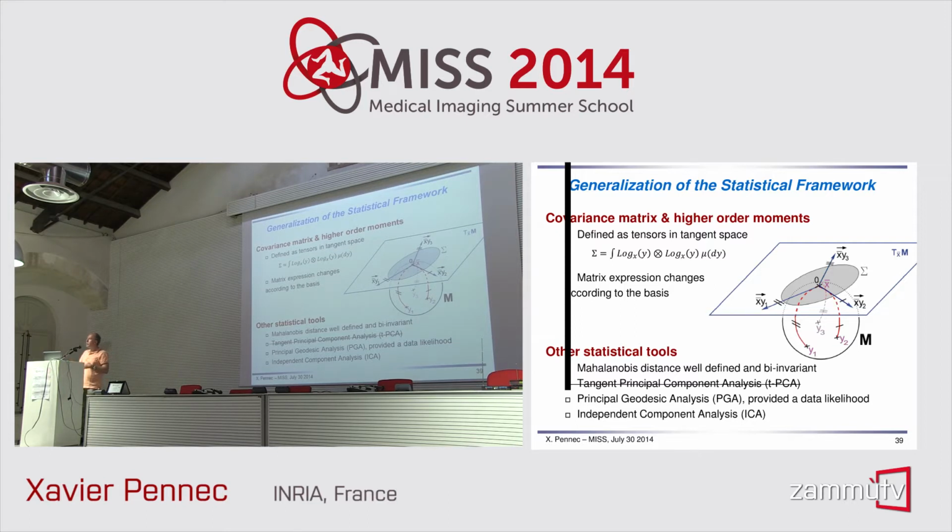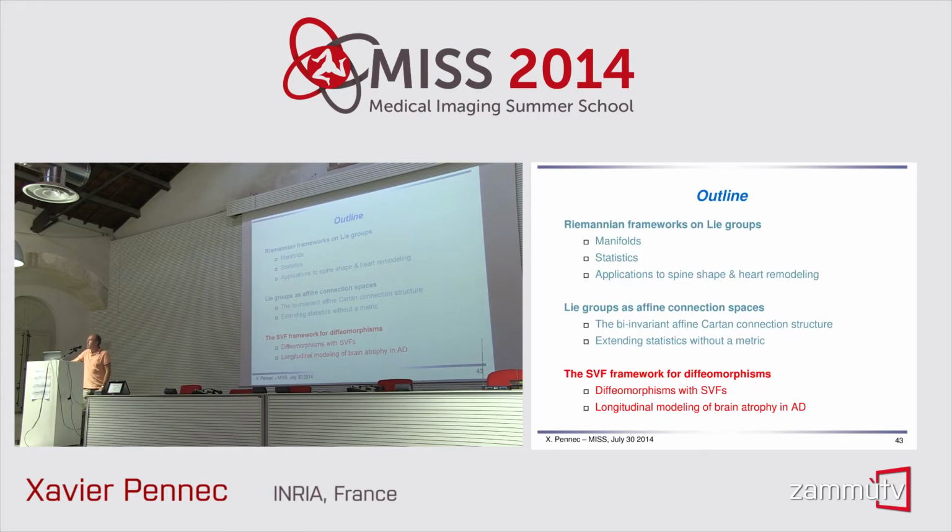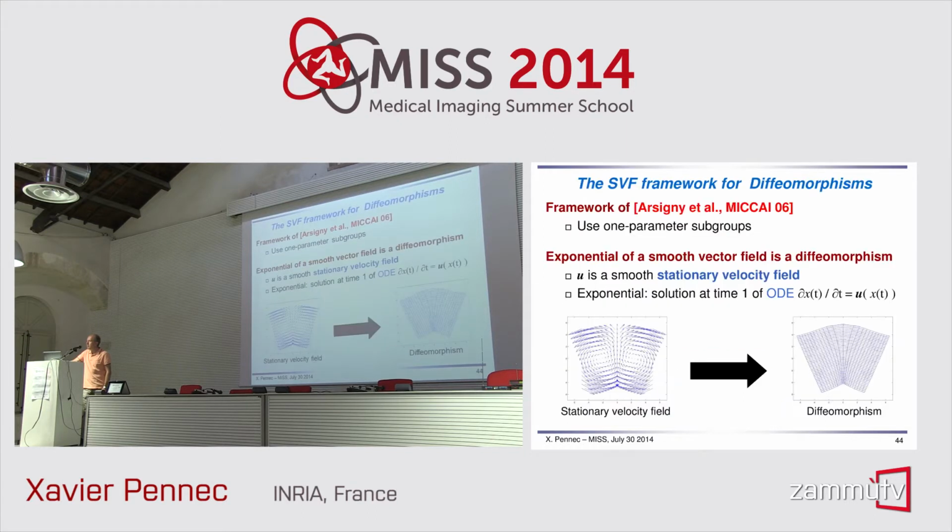So in an affine space, we don't have a metric, so we can't do PCA, but we can do PGA, and we can do independent component analysis. This still exists. So it's just to say that this affine setting is quite interesting to work with. So let's go very quickly in the last minutes to application to Alzheimer's disease.